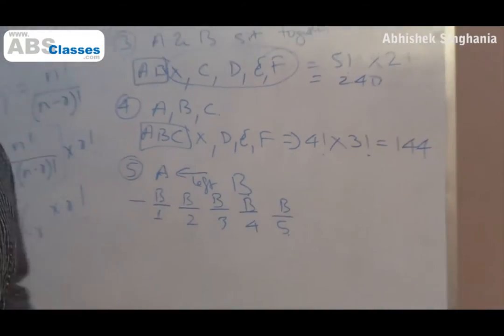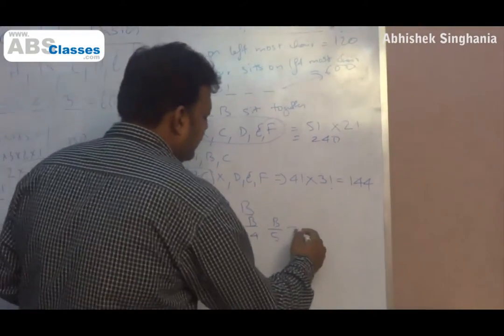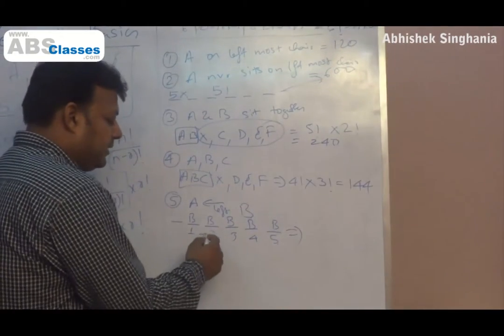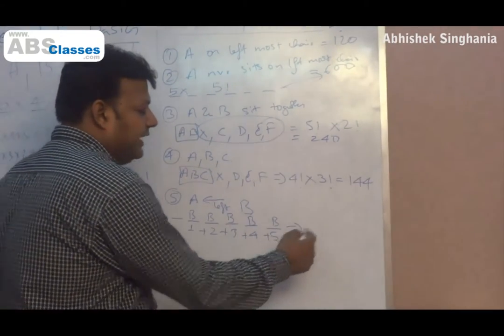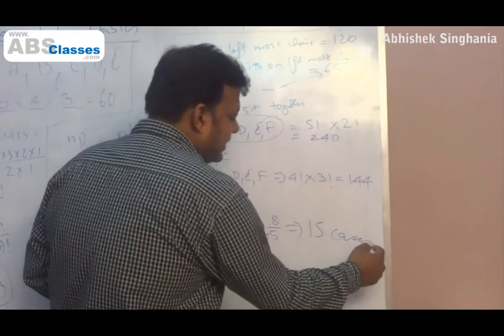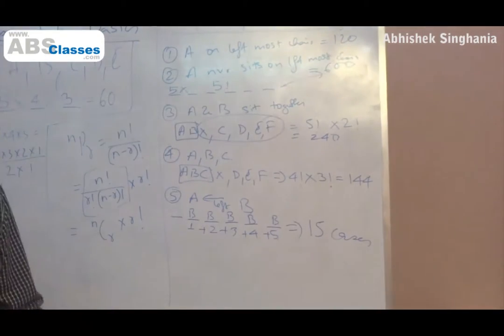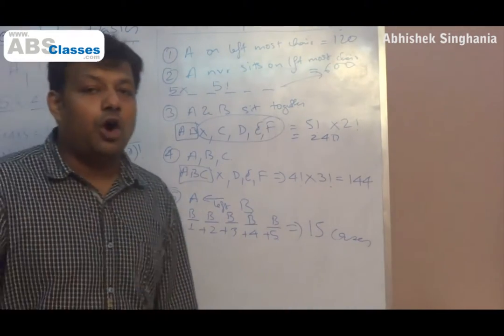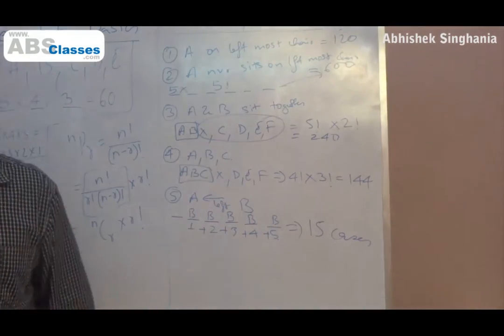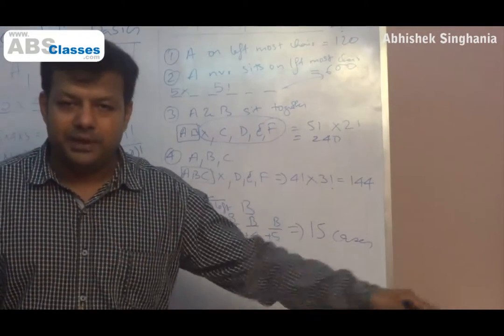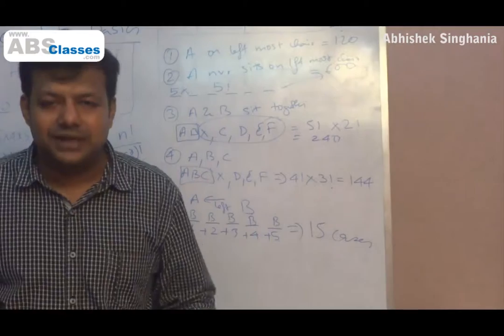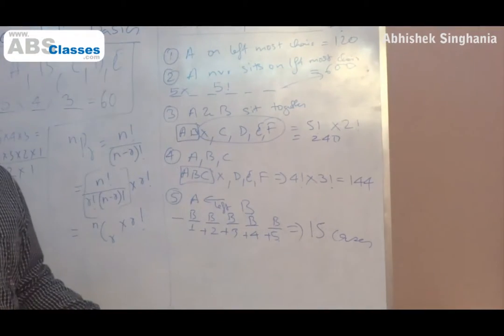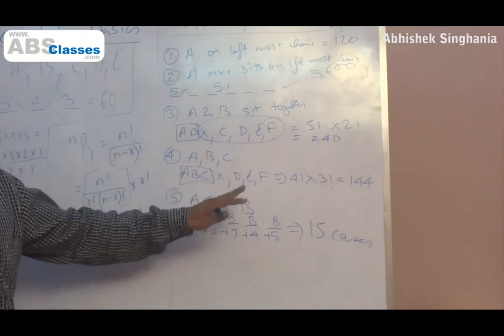So these are different choices, these are different cases. So what we can say is that 1 plus 2 plus 3 plus 4 plus 5, 15 cases, 15 ways in which B and A can be seated. And remember, they cannot alternate because the direction is fixed. A has to be to the left of B, which means B and A cannot switch their seats. So there is no 2 factorial here. Remember that, as we did in the previous 2 questions.